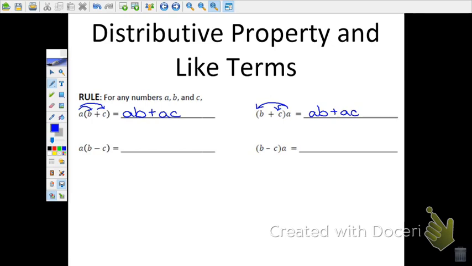The same thing works if we're subtracting inside the parenthesis. We're still multiplying when we distribute A times B minus A times C. And again, if the term is on the outside of the parentheses on the right instead of the left, we still distribute A times B minus A times C.